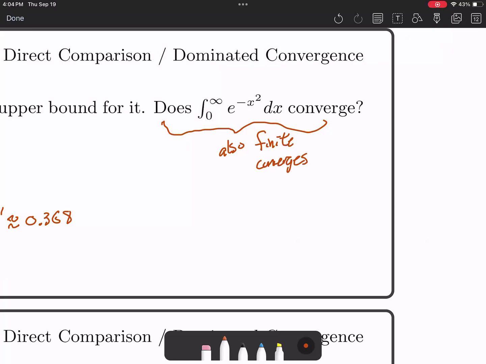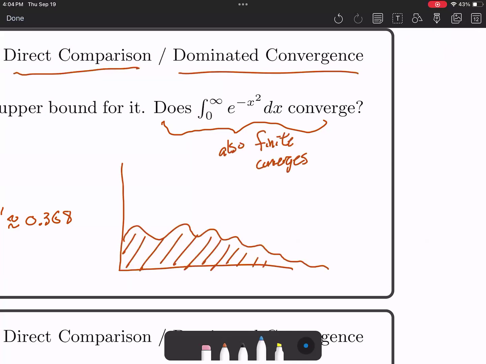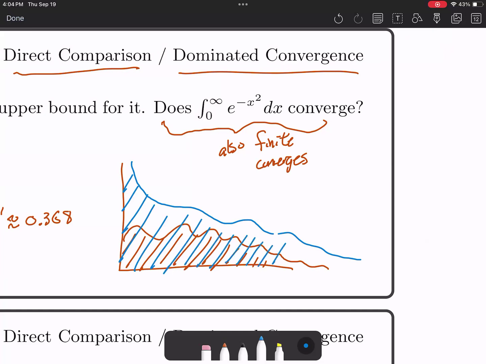So that's the main idea behind direct comparison or dominated convergence. If you have some unknown function that decays and you're wondering if it has a finite amount of area underneath it, if you can bound it above by some function which also has a finite amount of area underneath it, then the area you want must be smaller than that, so it must also converge.